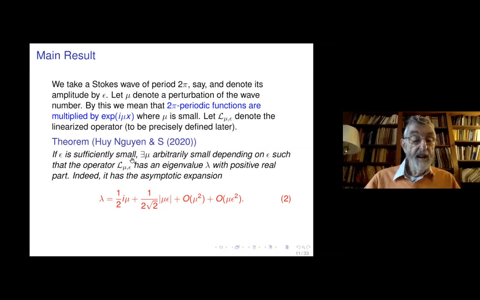And then the statement is that the linear operator has an eigenvalue with positive real part, which is the instability. And here is the positive real part right here. It's 1 over the square root of 8 times mu epsilon. This one is imaginary. Here's the real part, and these guys are error terms. So I'll be more precise about some of these things, but this is the theorem.